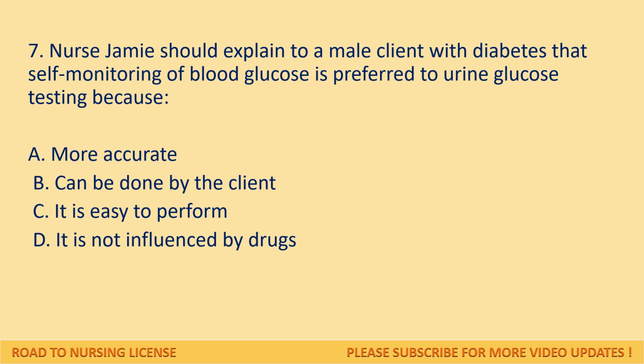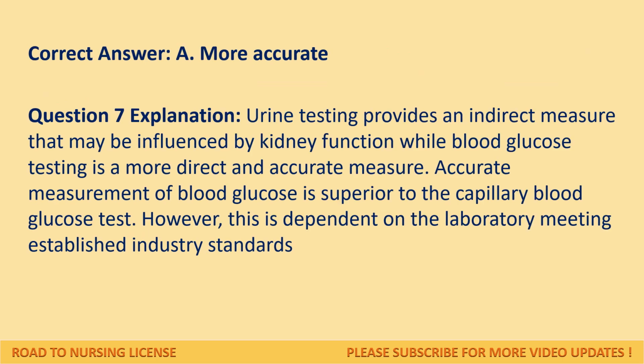Question 7. Nurse Jamie should explain to a male client with diabetes that self-monitoring of blood glucose is preferred to urine glucose testing because A. More accurate. B. Can be done by the client. C. It is easy to perform. D. It is not influenced by drugs. Correct answer, A. More accurate.